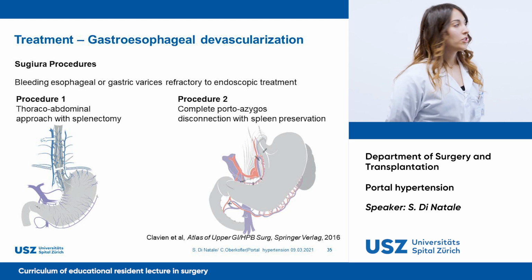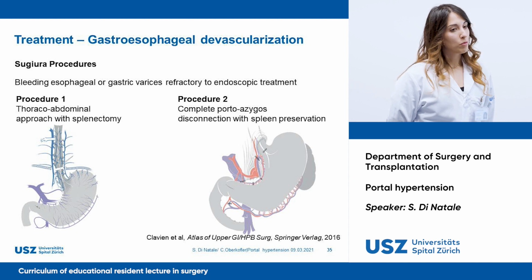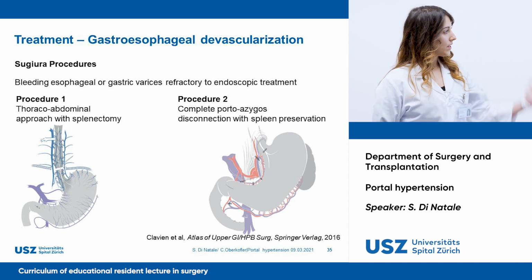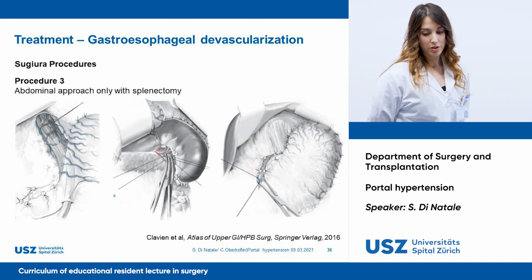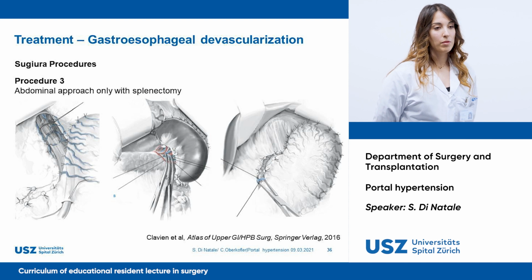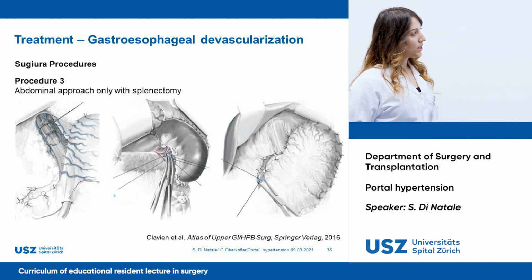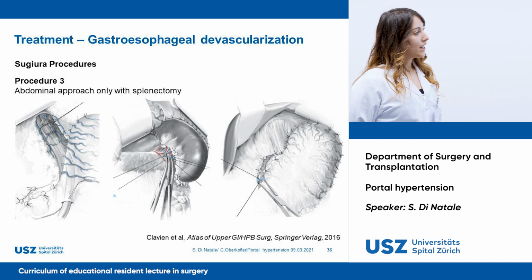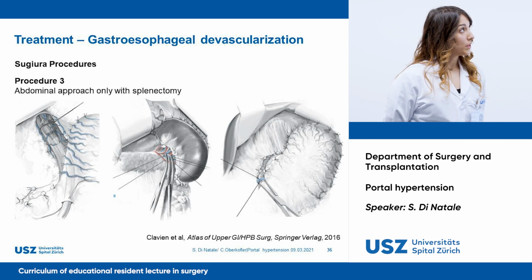The first procedure, let's say the original procedure, is the thoraco-abdominal approach with splenectomy, seen on the first image. The second is a complete portoesophageal disconnection, but with spleen preservation, seen on the second image. And the third procedure is an only abdominal approach with transection of the esophagus, seen on the first picture, splenectomy on the second picture, and ligation of the left gastric vein, completing the procedure on the third picture.